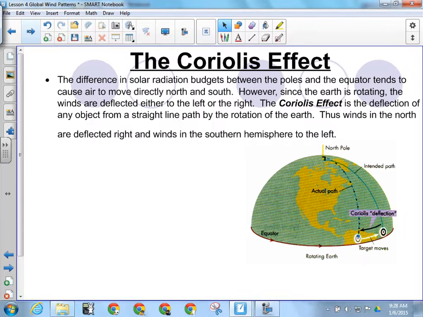Now, the Coriolis effect that we talked about just a little while ago, we said that as the Earth is spinning and something's trying to move from north to south or south to north, it's going to get deflected. And so if the Earth is spinning this way, according to this red arrow down here at the bottom, and something tries to move from the north to the south, it's going to appear as though it's doing this to someone that's on the surface of the Earth.